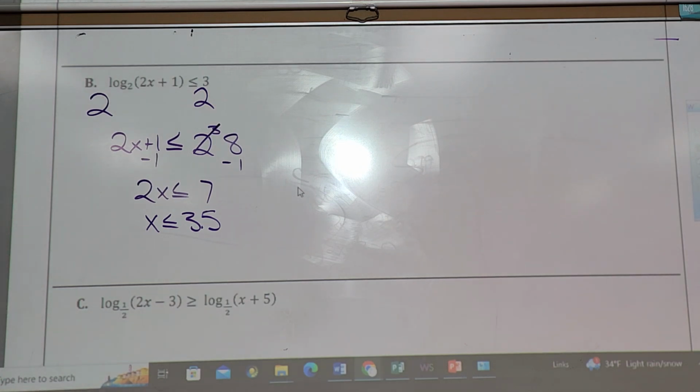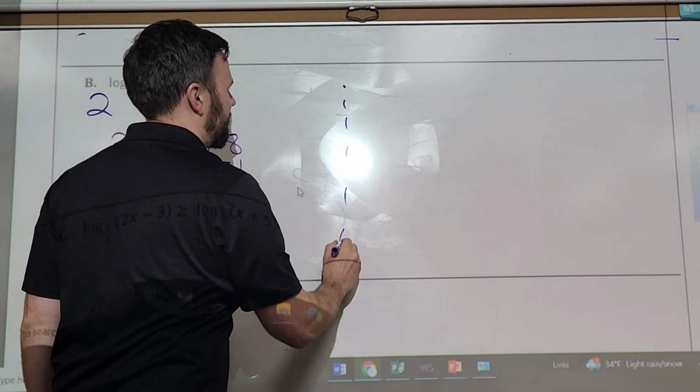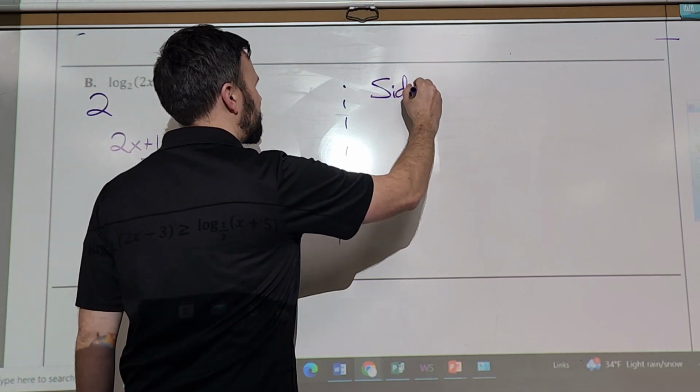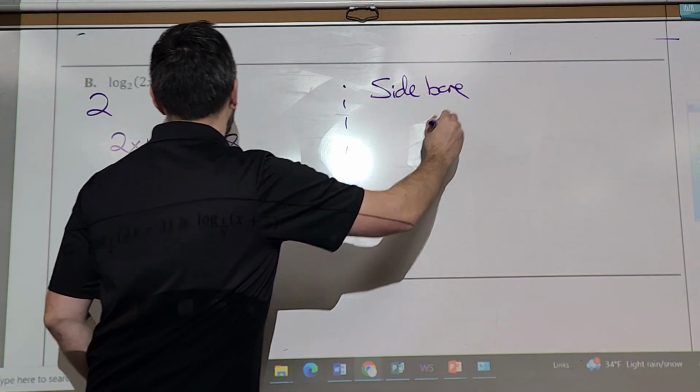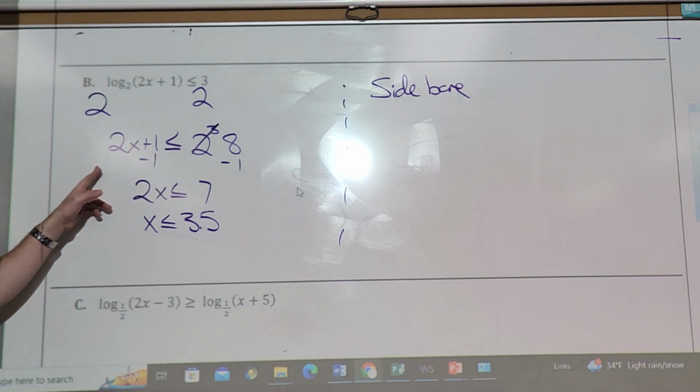Hold on though. Can x be negative? No. But when I plug in 0 for this, I get 1. So could I plug in some negative numbers? Let's sidebar this. Let's talk for a second. So I know this is true, that this has to be less than 8, right?